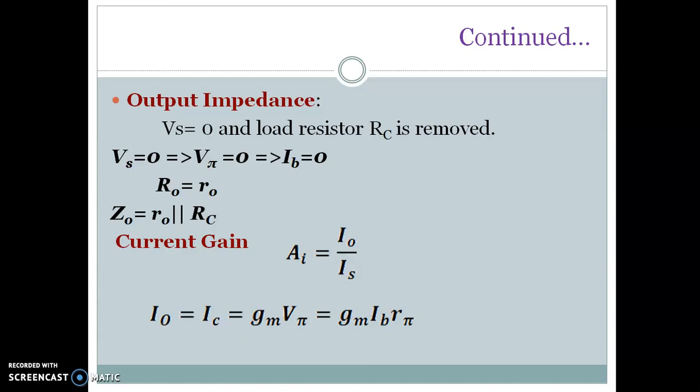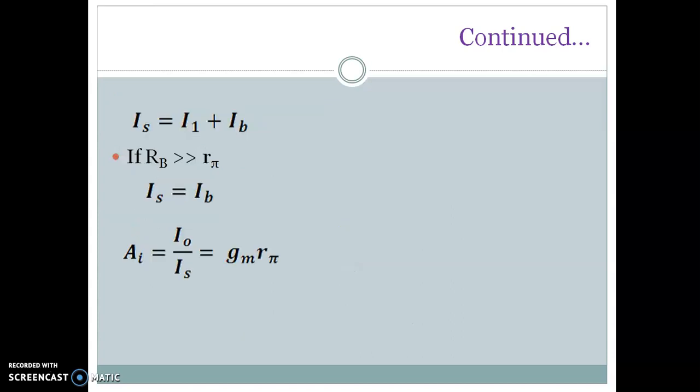Next, current gain. Current gain A is equal to I0 by Is. I0 is equal to GM V pi, and Is is nothing but IB. So the terms will get cancelled. So you get AI is equal to GM times R pi.